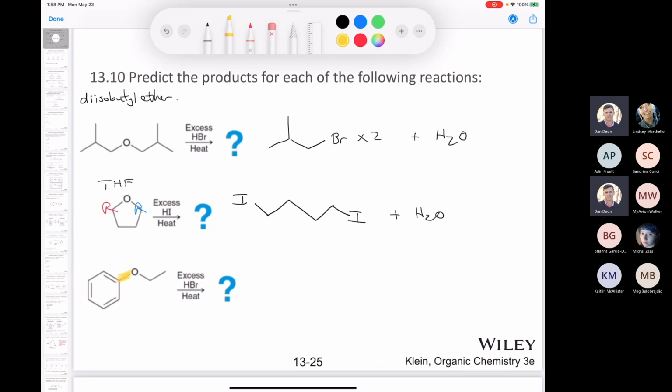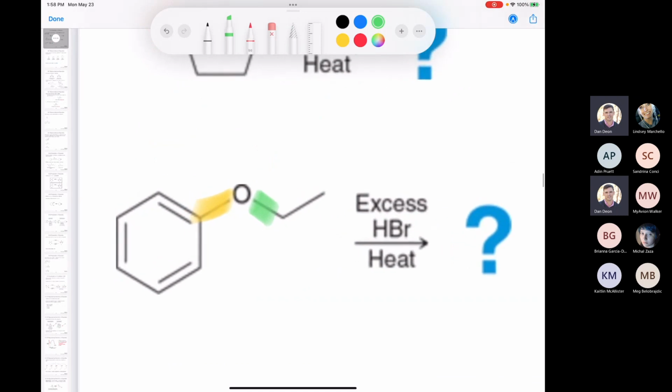And in the last one, I have a question for you. If I highlight this bond in yellow and this bond in green, could anybody tell me which one of those bonds is not going to break no matter how hard I hit it with HBr? Would it be the yellow one that stays intact or the green one? Which one will not break? The green? No, it's not the green. It's going to be the yellow one.